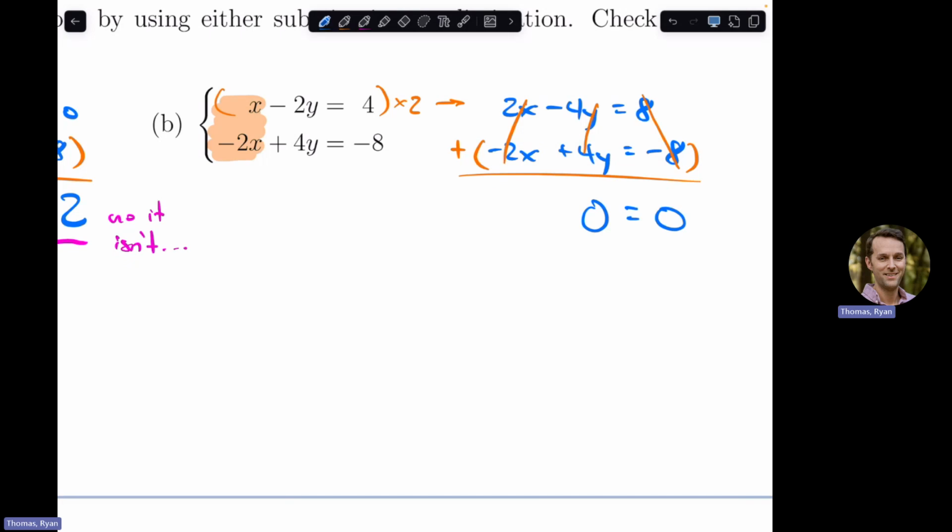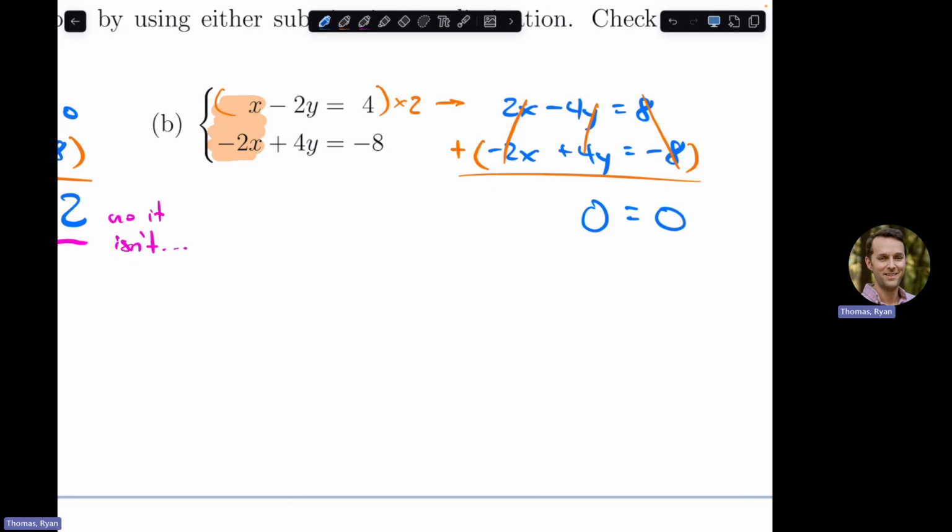It's really two copies of the same line, only I can't tell that just by looking at it, at face value, right? But if I rearrange these, if I solve both of these for y, for example, they would be identical. They have the same slope and same y-intercept. It's the same line twice. If it's the same line twice, and every point on the line is a solution, then how many solutions do we get?